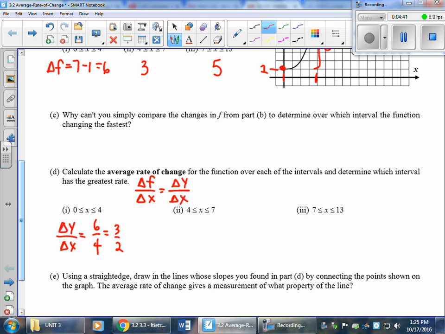You might want to pause and take a look at the graph and just verify that. The second one is 3 over 3, which is 1, and the last one is 5 over 6. So the first one is the fastest, the last one is the slowest, and the middle one is in the middle.